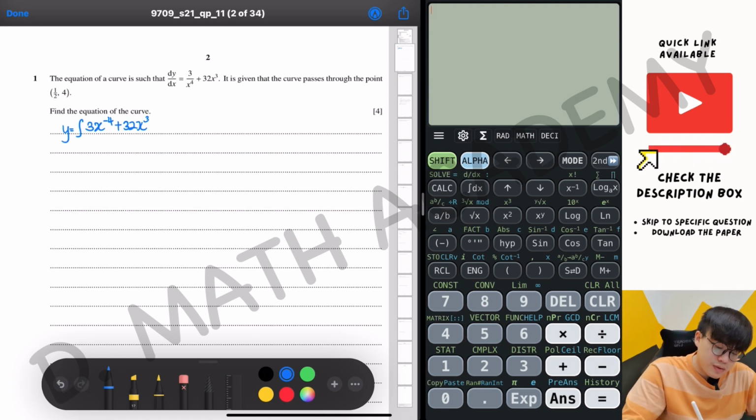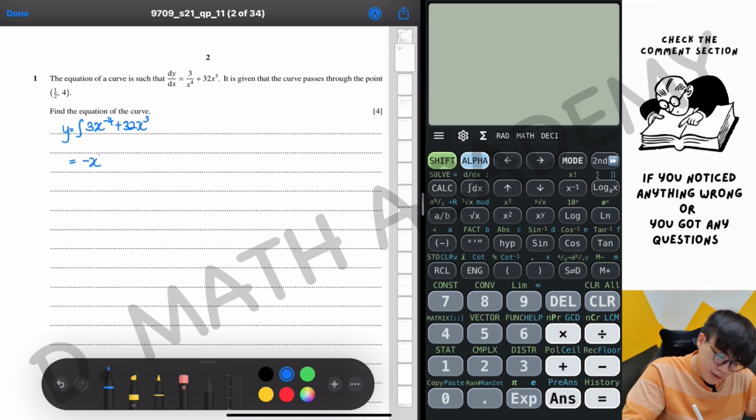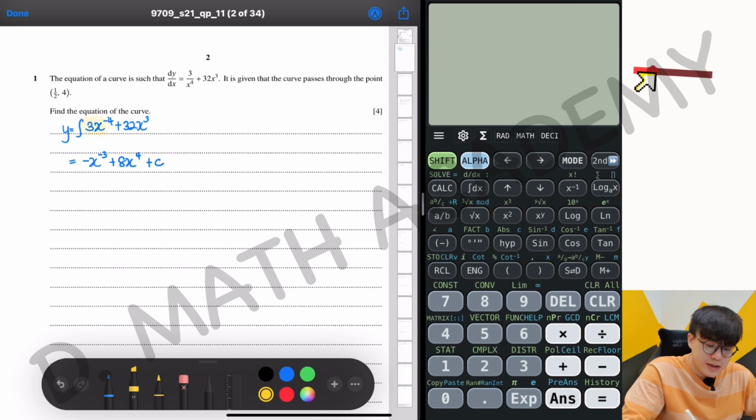So from this, you actually know your outcome as negative x to the power of negative 3 plus 8x to the power of 4. If I were to put it like this, you won't understand all the details. So in order to help you with your understanding, I'll be explaining this at the side. For those who understand, you can go ahead and keep on with your solution here. I'll try to explain it as detailed as possible.